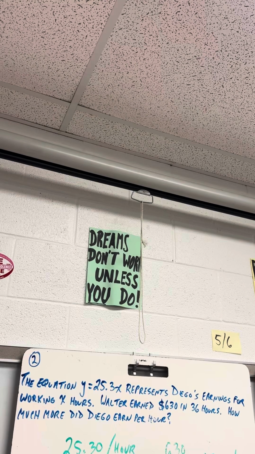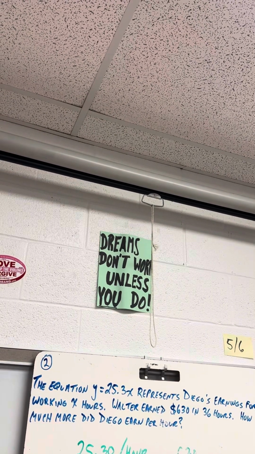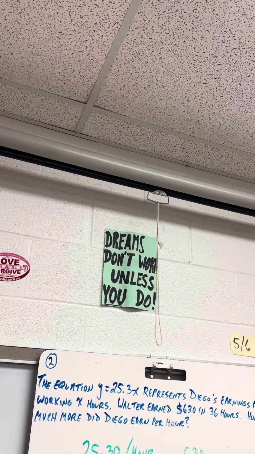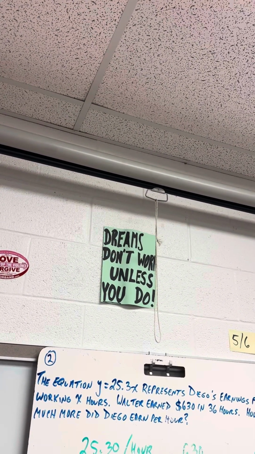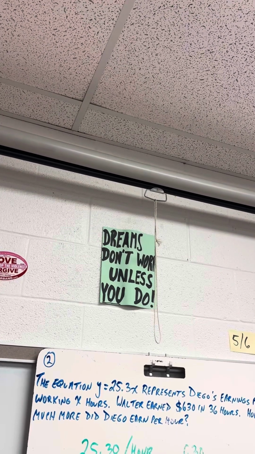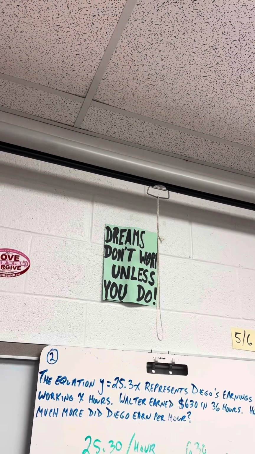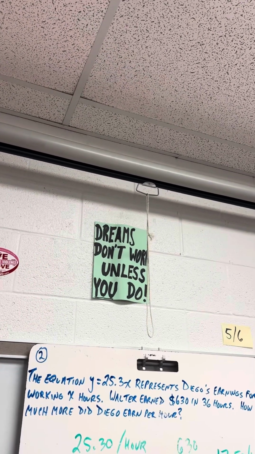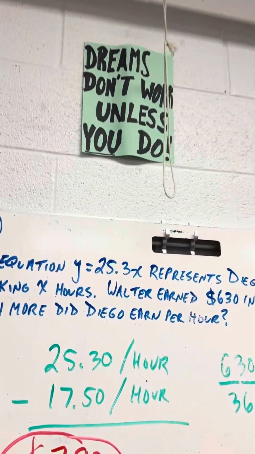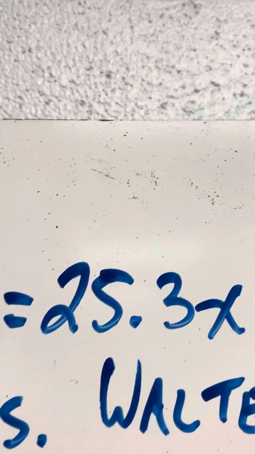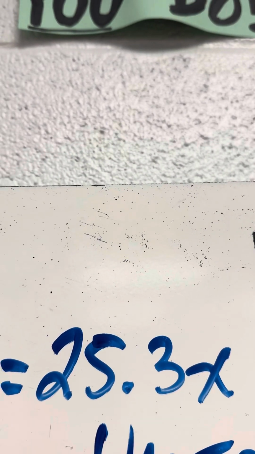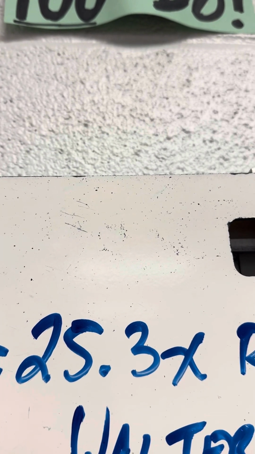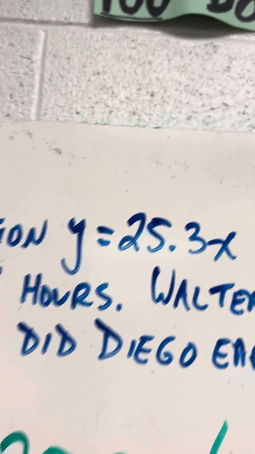The equation y equals 25.3x represents Diego's earnings for working x hours. Walter earned 630 in 36 hours. How much more did Diego earn per hour? So it already gives you how much you're making per hour. It says 25.3, that's $25.30 per hour, okay?